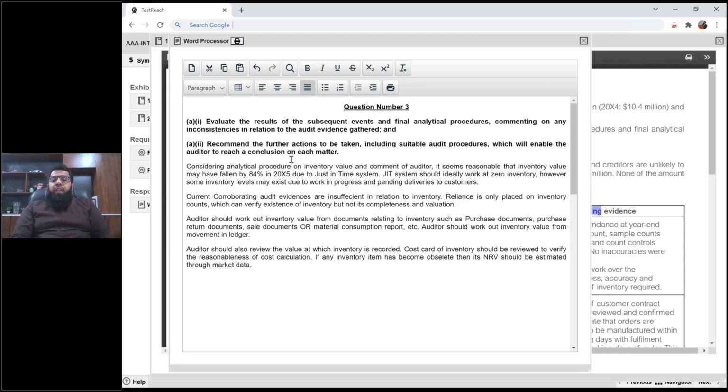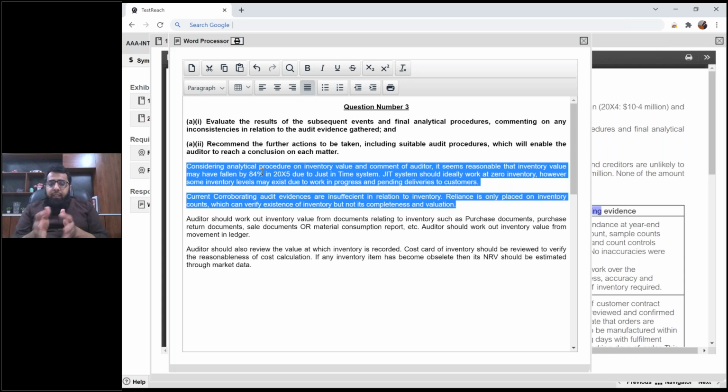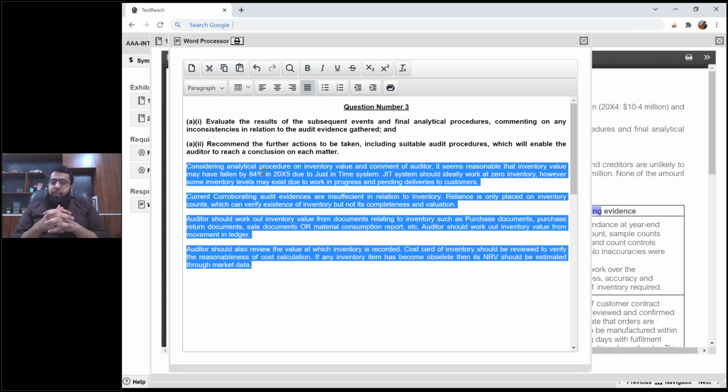So, first of all, what we did, we evaluated the result of analytical procedure. We said that the reduction in inventory value seems reasonable because you have moved to just-in-time system. Then we commented that the current corroborating evidences are insufficient in relation to inventory. You should have done some more procedures. And then we suggested some of the additional procedures which they should be doing. Are you people getting it? So it is a 15 marks requirement. We will read each point and then we will try and develop the points. Let's read further.